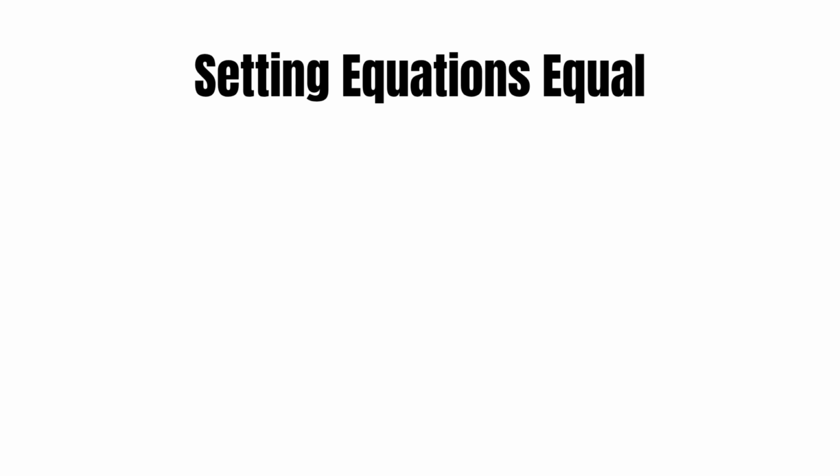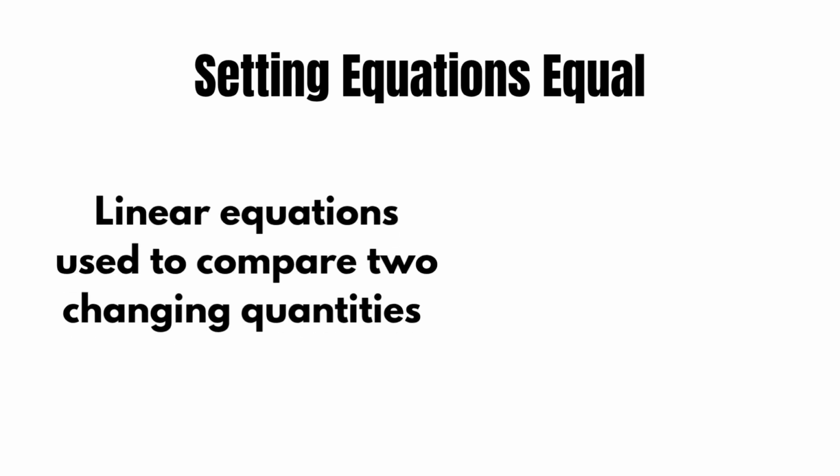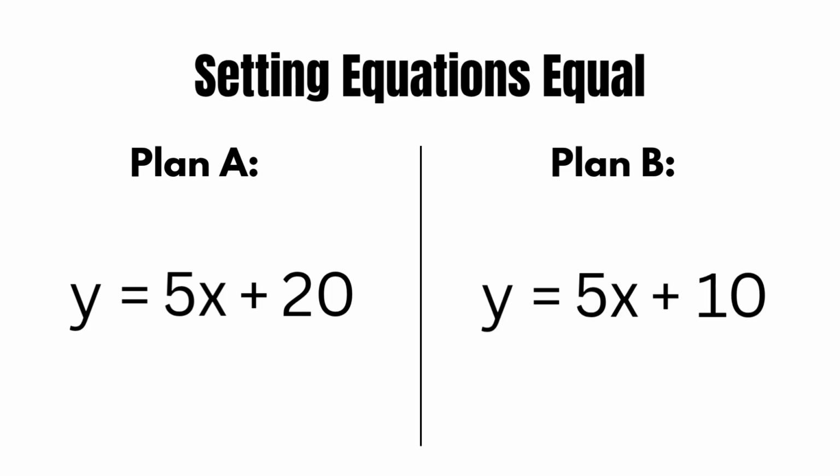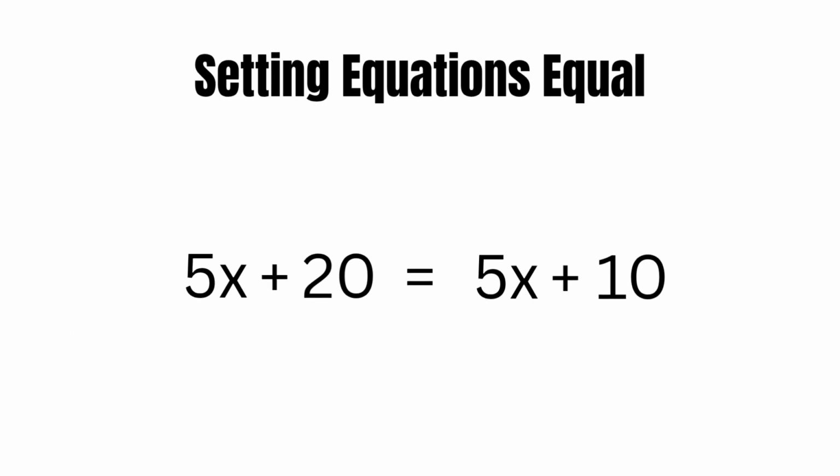Understanding the number of solutions is important because linear equations are often used to compare two changing quantities, such as rates, costs, or speeds. When you are given two equations, like plan A, y equals 5x plus 20, and plan B, y equals 5x plus 10, you first set the two expressions equal to each other. Since both equal y, you can write it as a single equation: 5x plus 20 equals 5x plus 10. Setting them equal lets us find if there is a value for x where both plans cost the same.